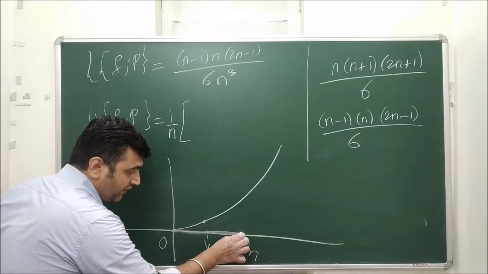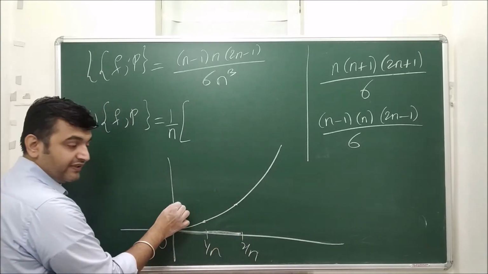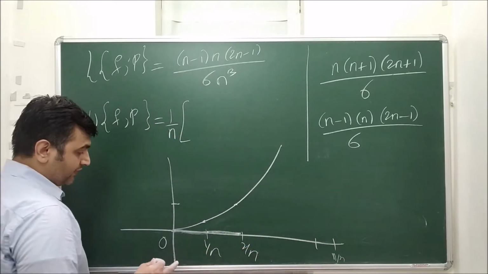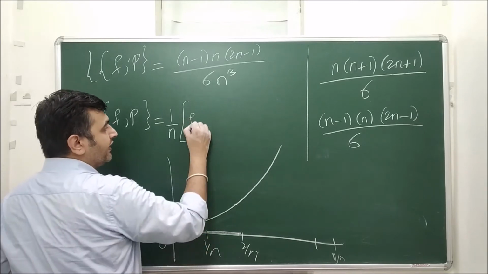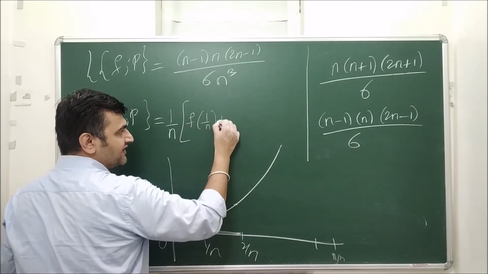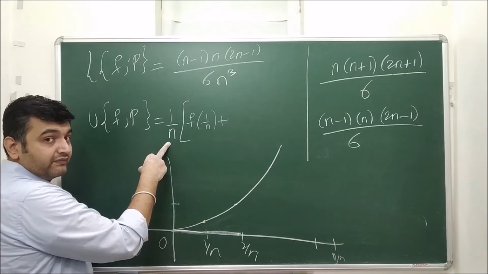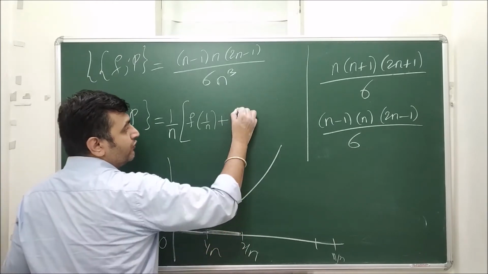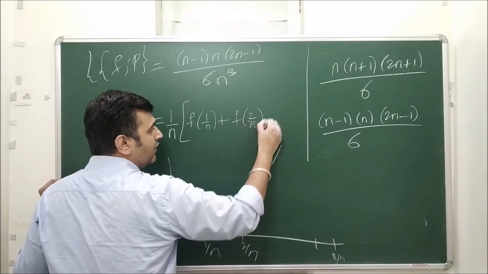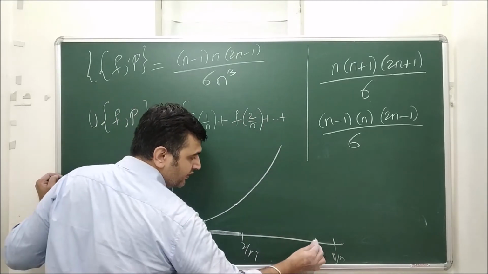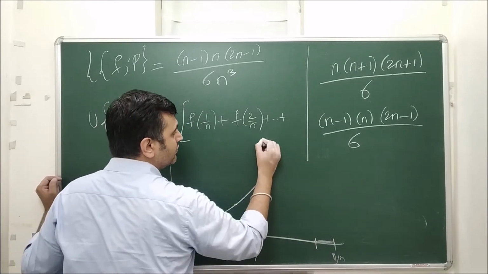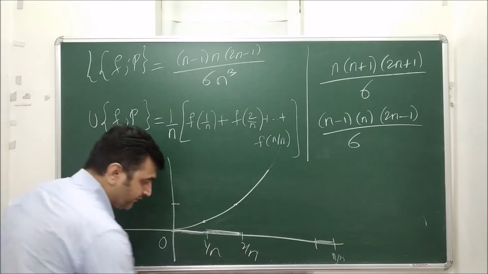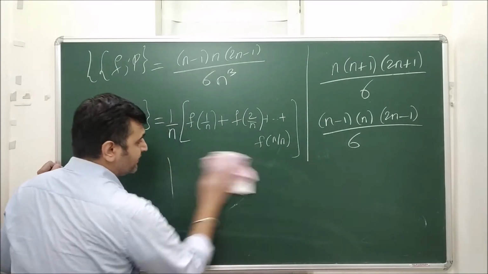In the next subinterval, at 2 by n you will have the maximum value. Similarly, at n by n you will have the maximum value. So in the first subinterval, at f of 1 by n you will have the maximum value into the length of the interval, which I took out outside. In the second subinterval, at 2 by n you will have the maximum value, plus at the end, f of n by n into the length of the subinterval, which is 1 by n. So this is what my upper sum is.